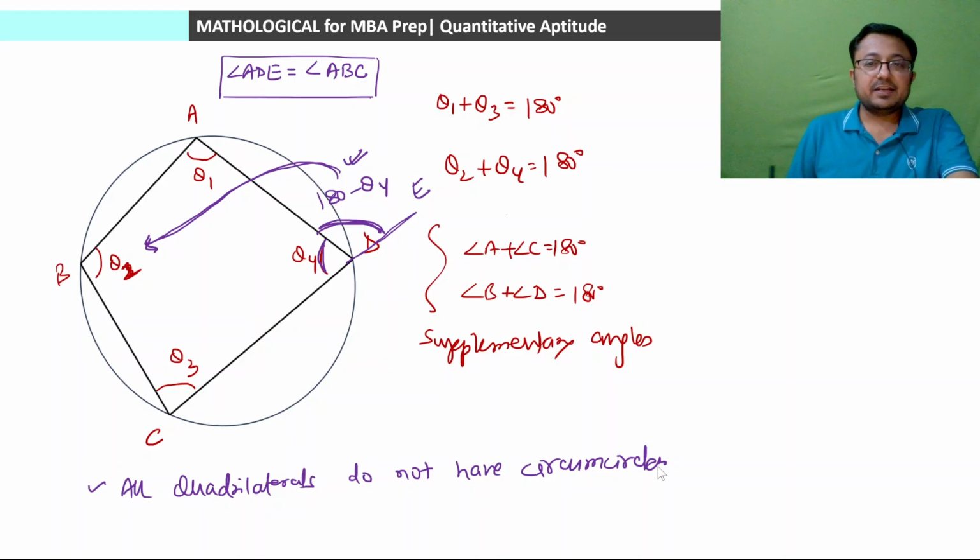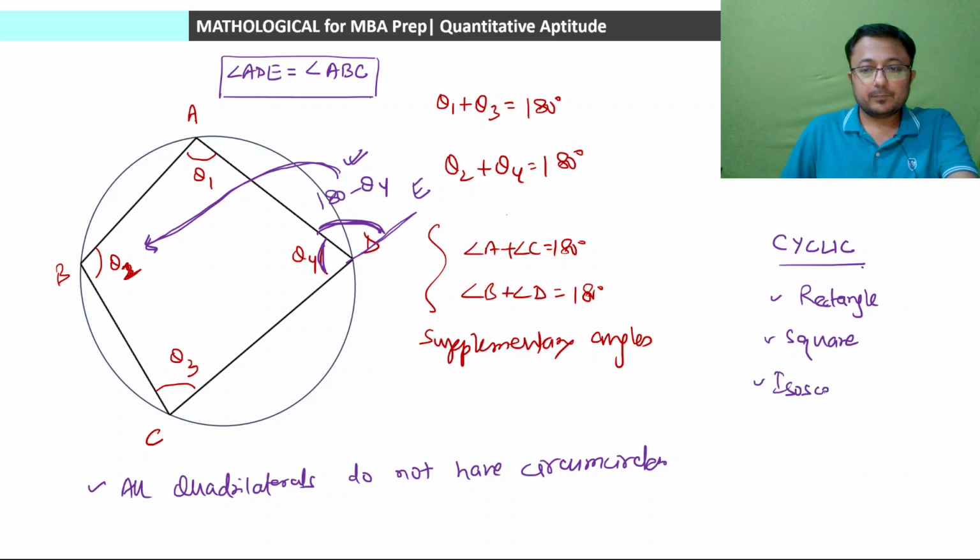Examples of cyclic quadrilaterals could be rectangle, square, and isosceles trapezoid. Isosceles trapezium. Rectangle, square, and isosceles trapezium.